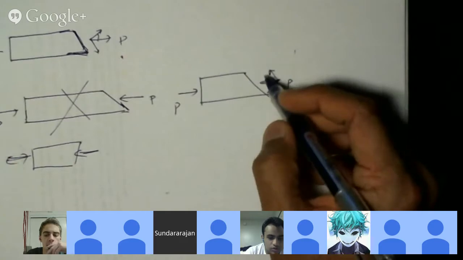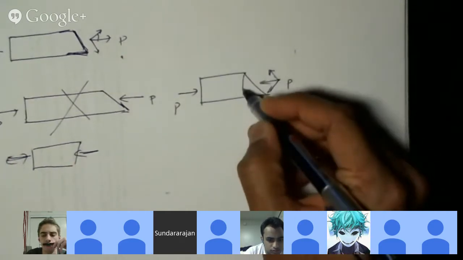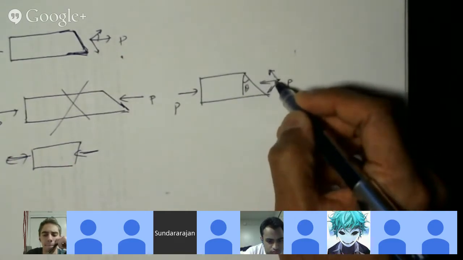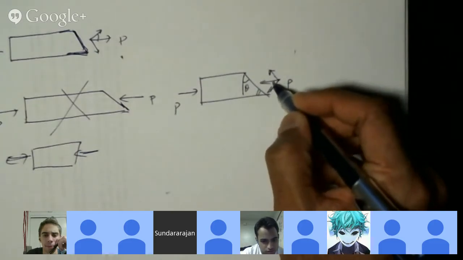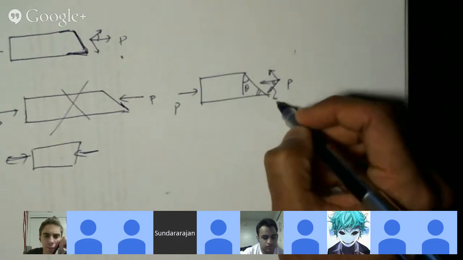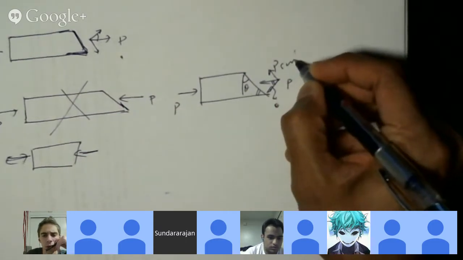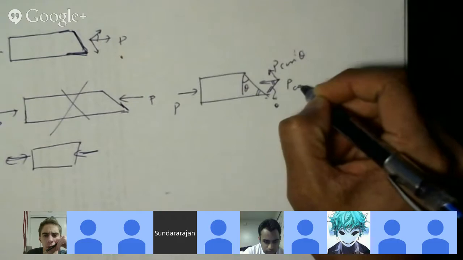Then you can resolve this into sine and cosine. Let's say this is theta. If that is theta, then I believe that this one is also theta. So this becomes P sine theta, and this is P cosine theta.